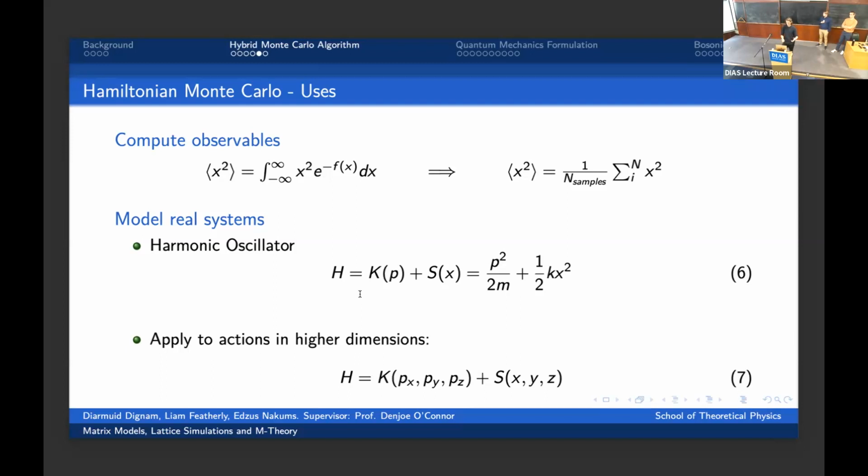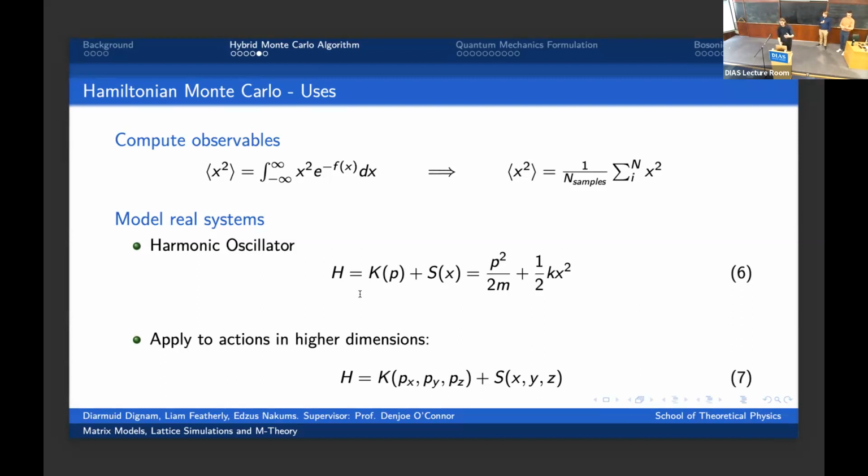it compares very well to random walk, Monte Carlo and all that. There's very low correlation between the points, but also because we can plug in any action we like to simulate any real system we like. So if we want to model a harmonic oscillator, we can plug in the Hamiltonian for a harmonic oscillator, and we can then calculate any observables of that we like.